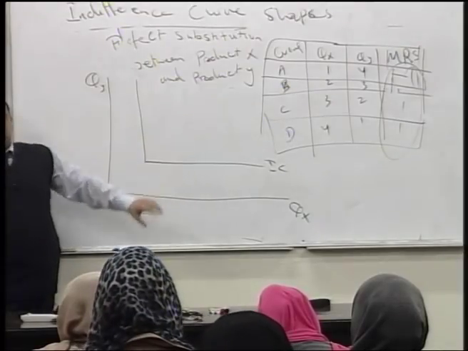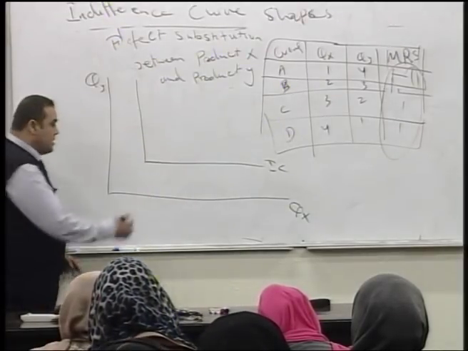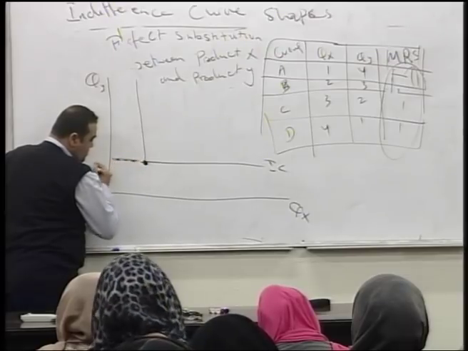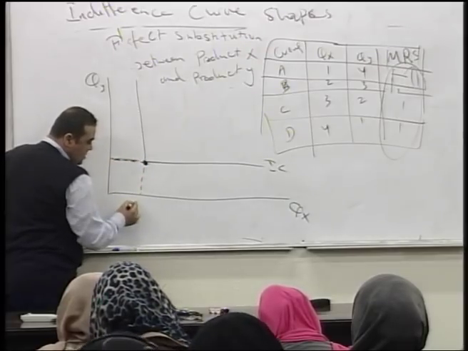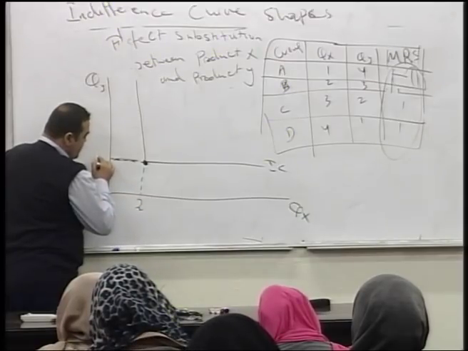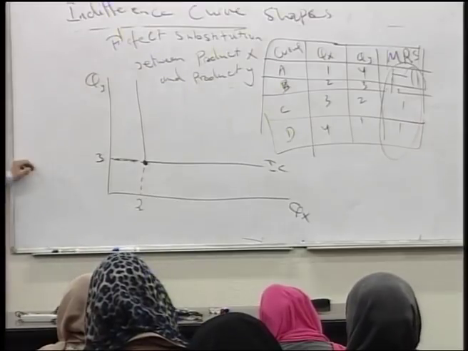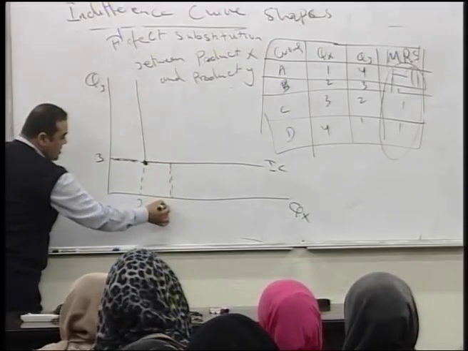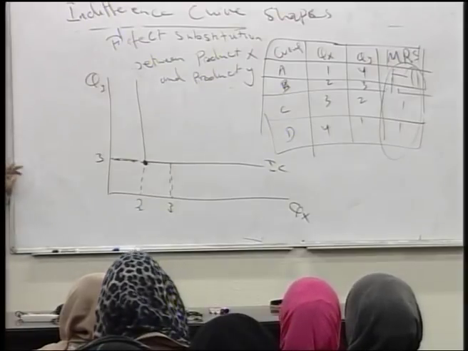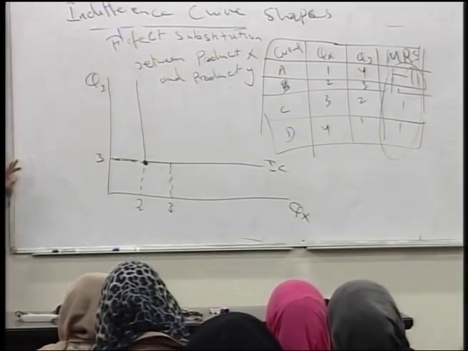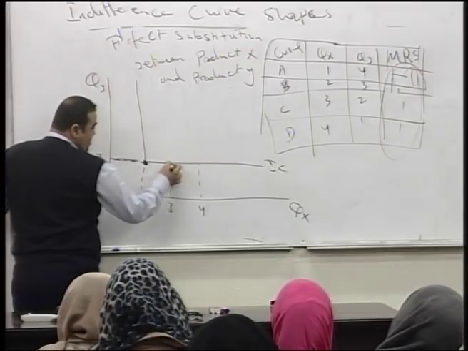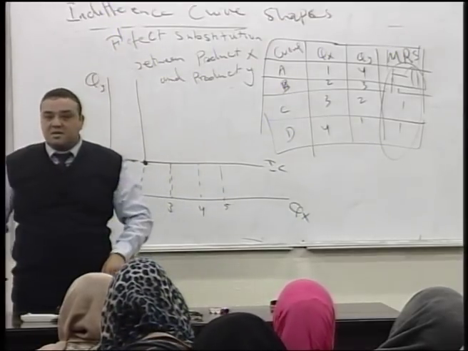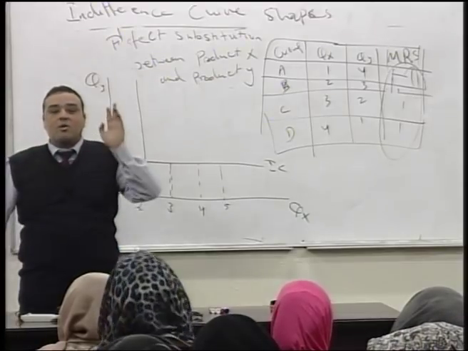Indifference curve might be like this here. Let us assume that we are talking about two products, x and y. Here we consume 2 units of x and 3 units of y. Adding 1 more unit of x, how much is the giving up of y? 0. Adding 1 more unit, how much is the giving up? So the marginal rate of substitution here equals 0 in all cases.